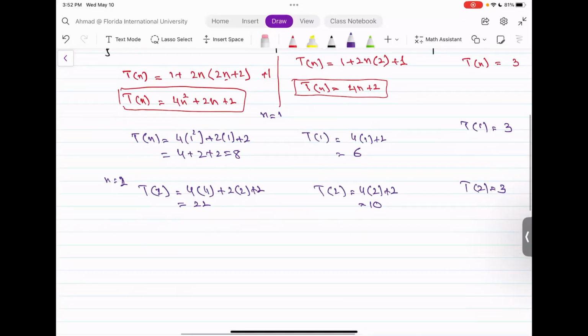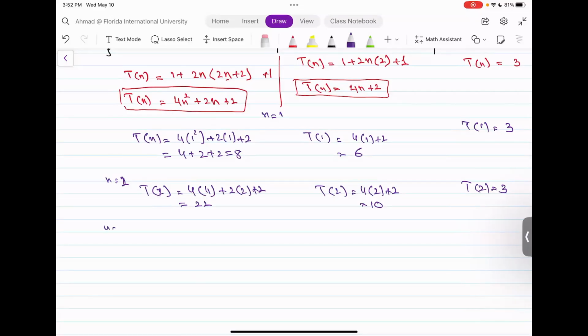Now, if we increase the value of n, for example, if I say n is equal to 3, then T of 3 is going to be 4 times 3 squared, which is 9, plus 2 times 3 plus 2, which is 36 plus 6, 42, and 44, right? And for algorithm B, T of 3 is going to be 4 times 3 plus 2, which is 12 plus 2, which is 14, right?